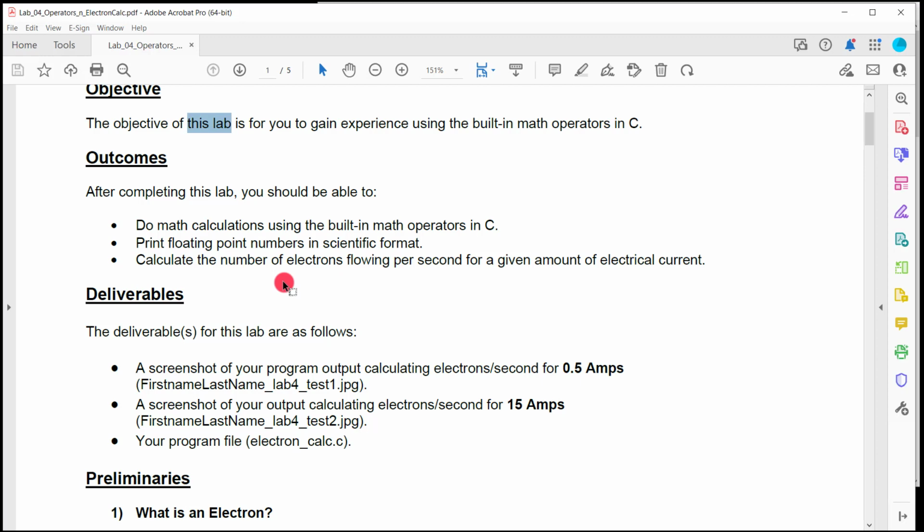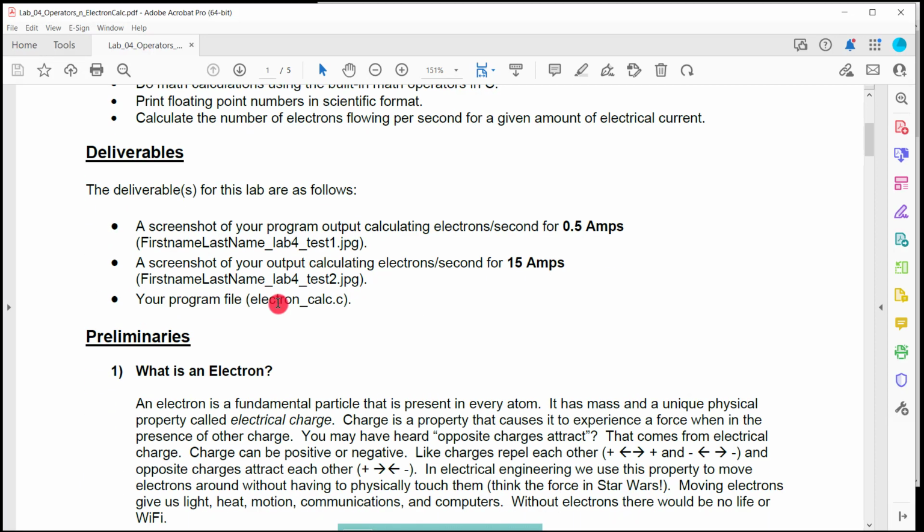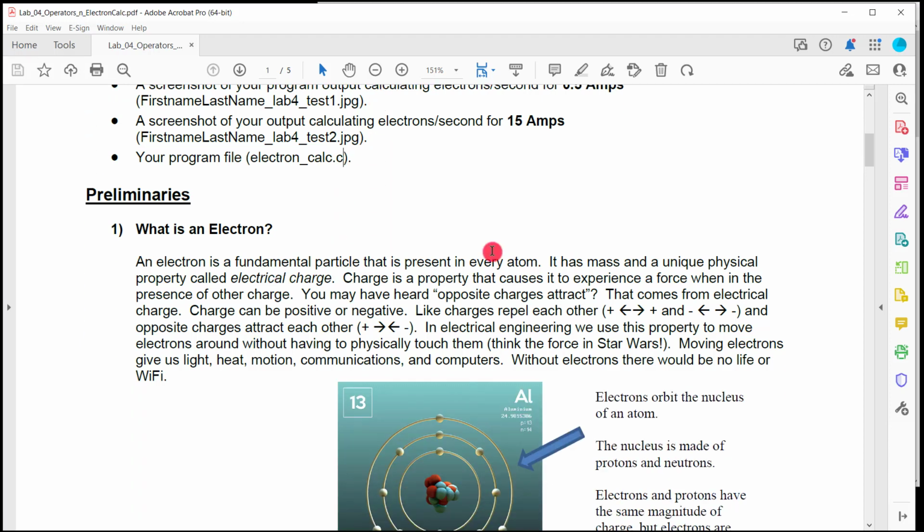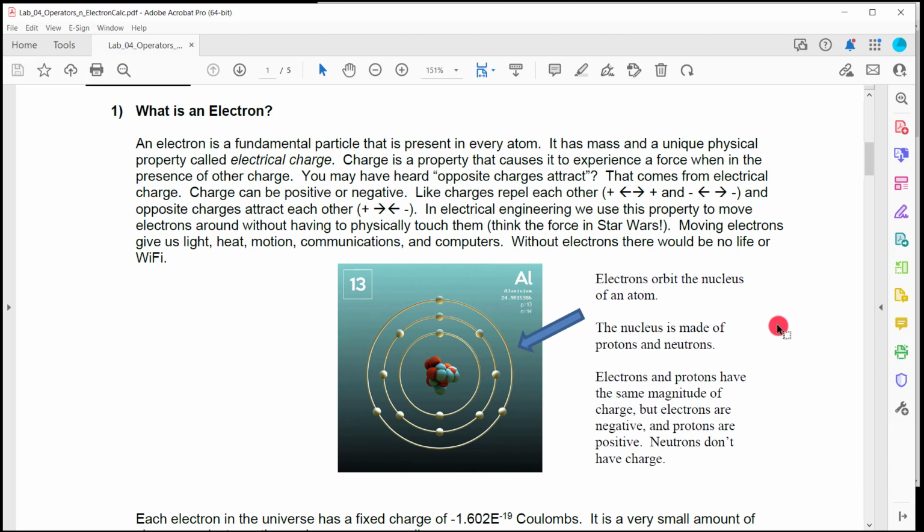You don't necessarily need to understand exactly what's going on, but after you get done with it, you'll have some understanding so that when you cover these things in an electrical engineering class or other classes, you'll be like, oh, I've done that before. Okay, so your deliverables are going to be screenshots of 2 test cases and your Electron Calculator source code.